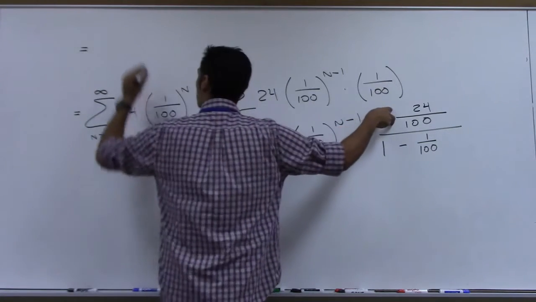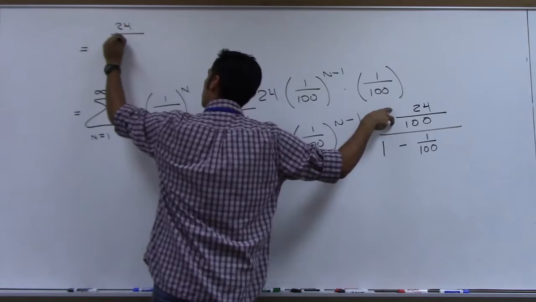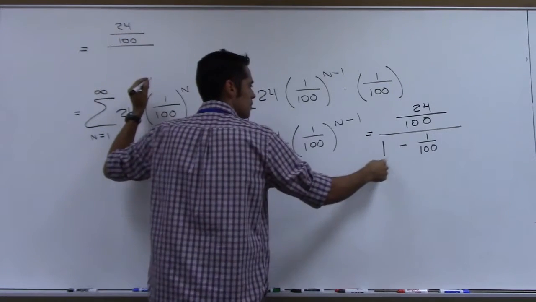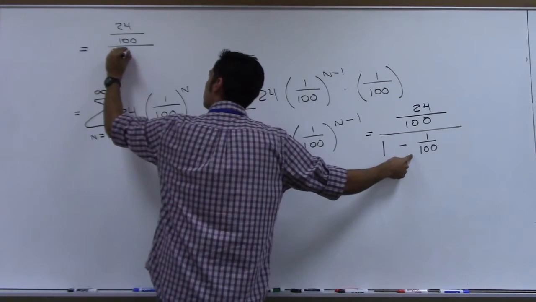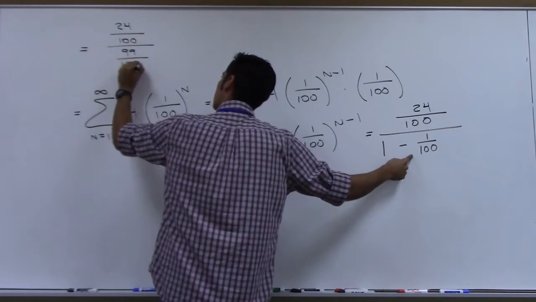I'm going to still leave this at 24 over 100. 24 over 100 over, what's 1 minus 1/100th? 99 100ths.